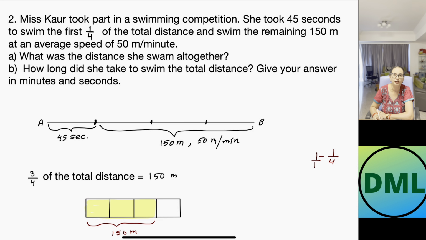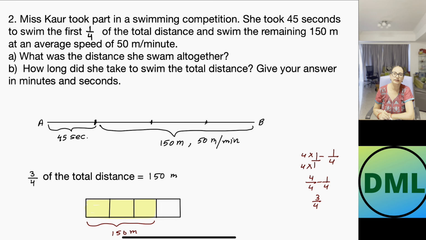I need to make the denominator 4. If you multiply this with 4, and this with 4, your answer will be 4 by 4 minus 1 by 4. 4 minus 1 is 3. So your remaining part is 3 by 4. 3 by 4th part of the journey is 150 meters.